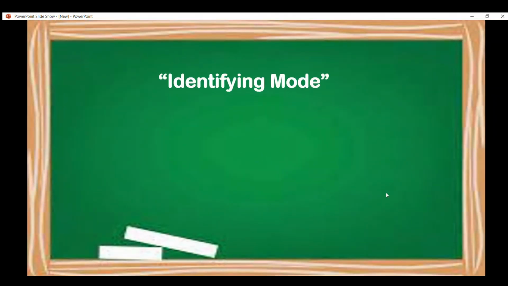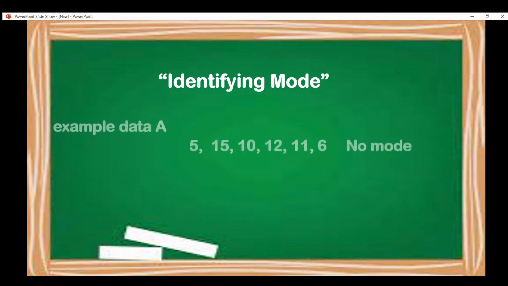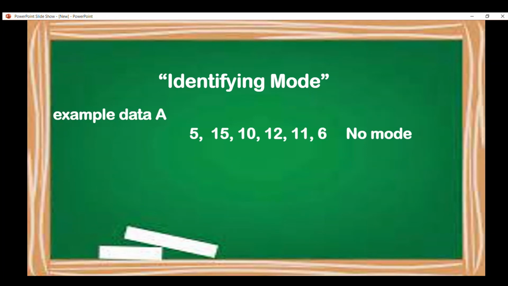Now let's try identifying mode. Okay, as you remember, in the definition, the mode is the number in the data that occurs frequently or has the highest occurrences. Example, data A. We have here 5, 15, 10, 12, 11, 6. It says here it's no mode. There's no mode. Why? The answer is, there's no number that repeats or occurs more than once. Okay, all of them just appeared once. So therefore your mode here is null, meaning nothing.